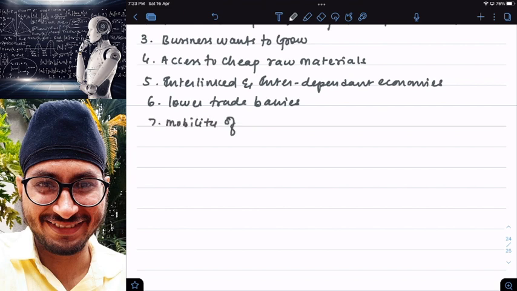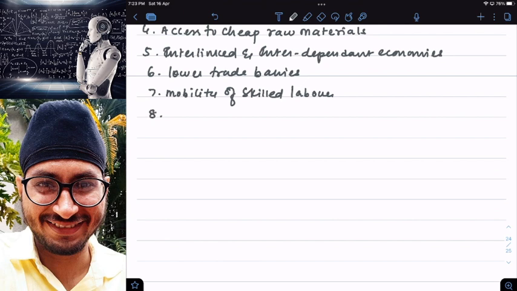Mobility of skilled labor. Nowadays, skilled labor does not want to be in only one country. Because of globalization, these employees are traveling across the world. If I get a job in the US, I'll do it. If I get a job in Russia, I'll do it. If I get a job in Sri Lanka, I'll do it. Wherever I get a job, I'm ready to go. That is called mobility of skilled workers.